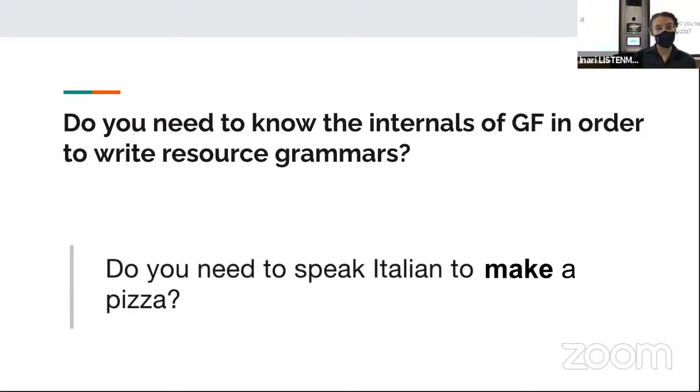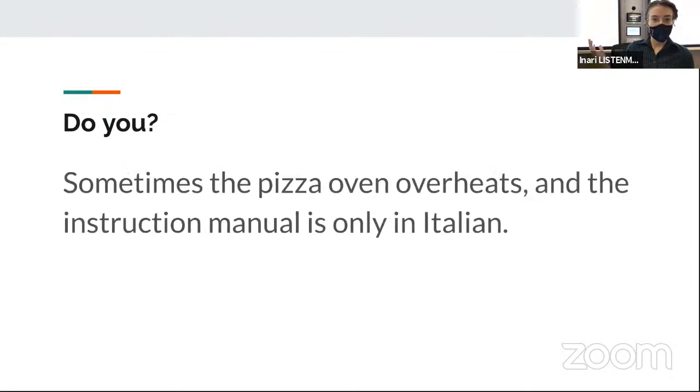So how about, do you need to know the internals if you want to write resource grammars? Maybe the corresponding question would be, do you need to speak Italian to make a really good pizza? There are some scenarios, like sometimes you have ordered a really good pizza oven straight from Italy, but if the pizza oven overheats and you have the instruction manual only in Italian, then you need to read it, otherwise you're screwed.